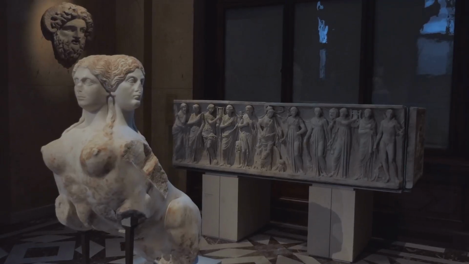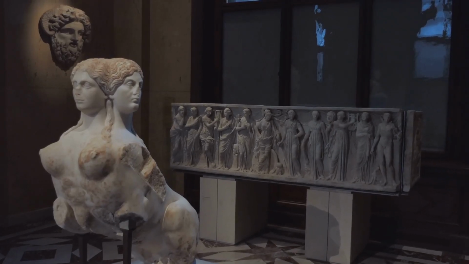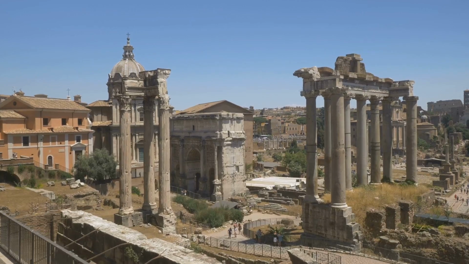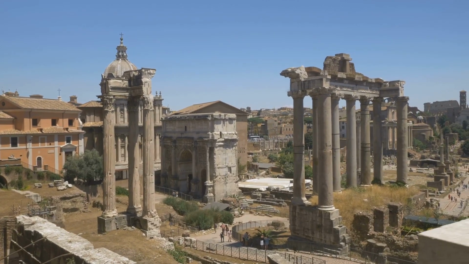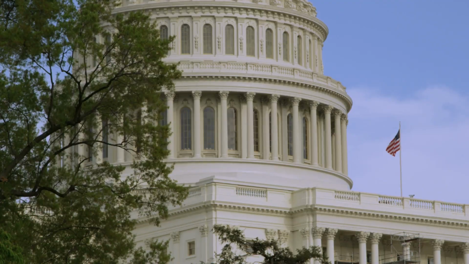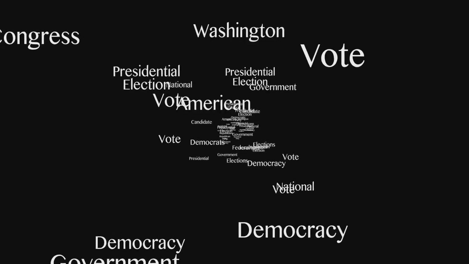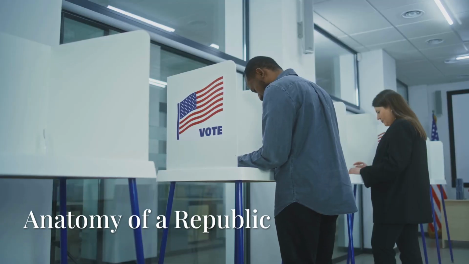These ancient experiments were far from perfect. Athenian democracy excluded women and slaves. The Roman Republic had its share of power struggles and corruption. Still, these early attempts at self-governance laid the groundwork for the systems we see today. They show us that the quest for fair and effective government is an ongoing human endeavor.